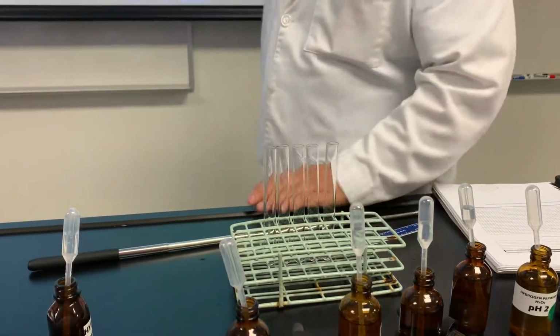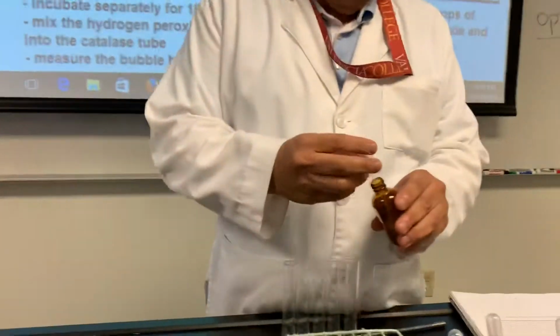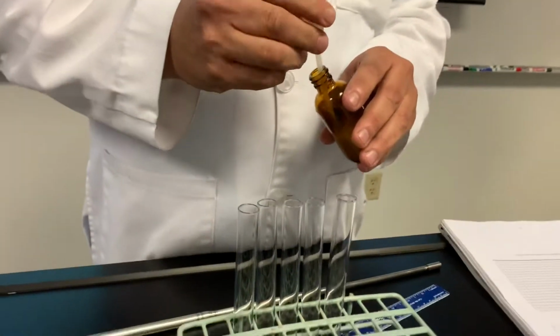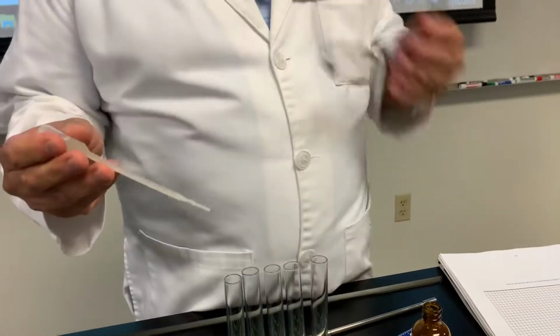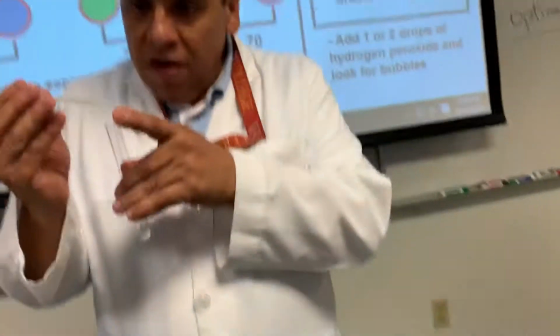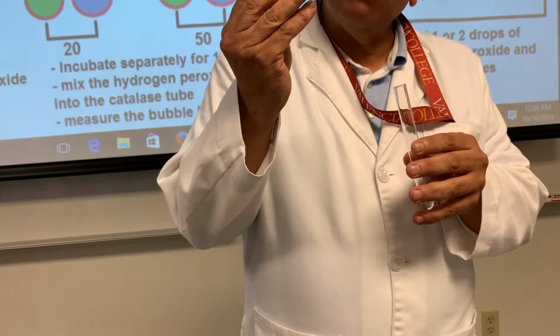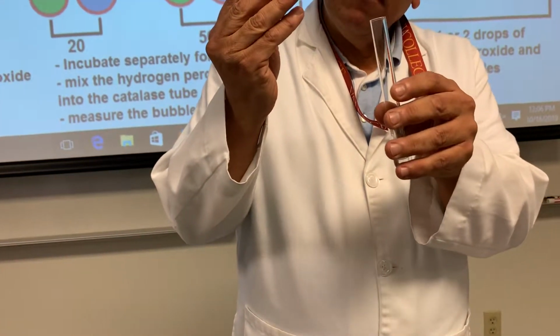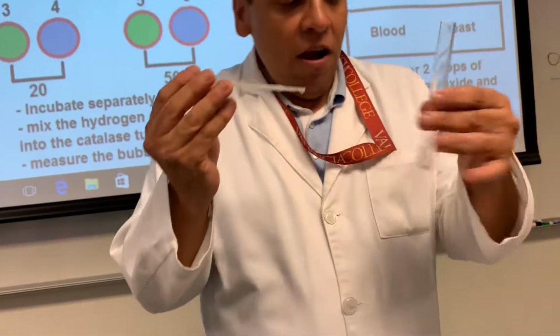All right, what do we follow it with? Catalase. Please pay attention, please. Now, pH of 2, let's see what happens. Now, this is tricky because I have to get rid of that air bubble because I need to add just 1 drop. There we go. Didn't want to let go.